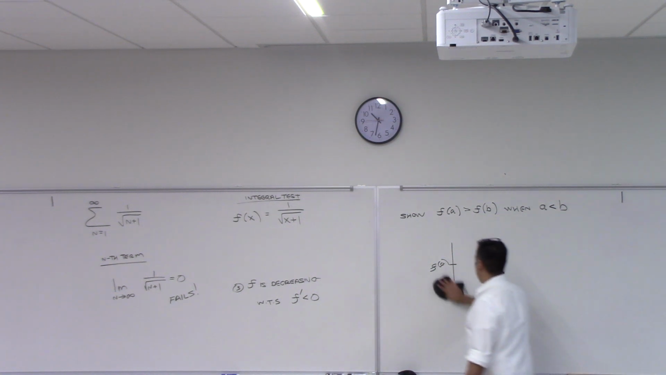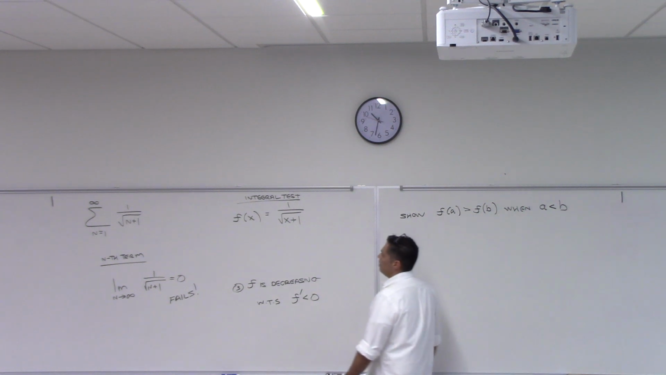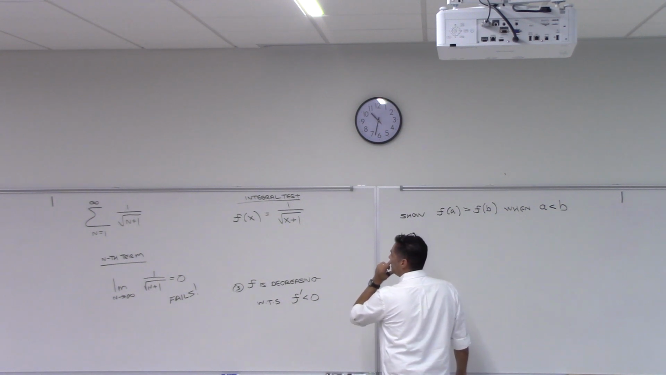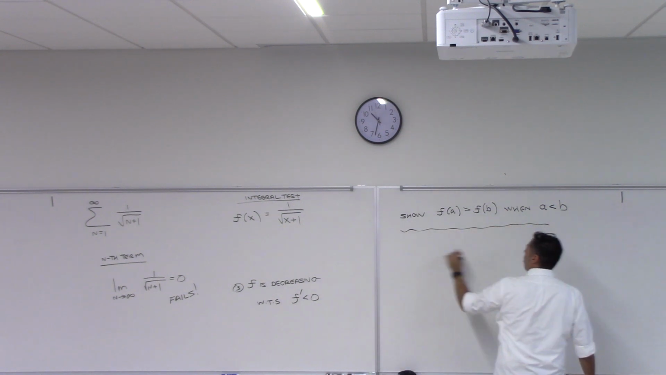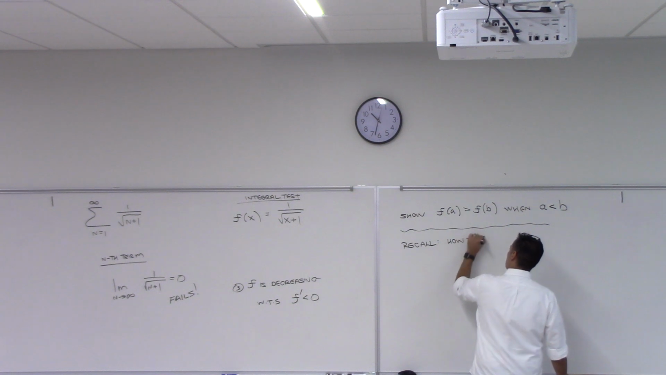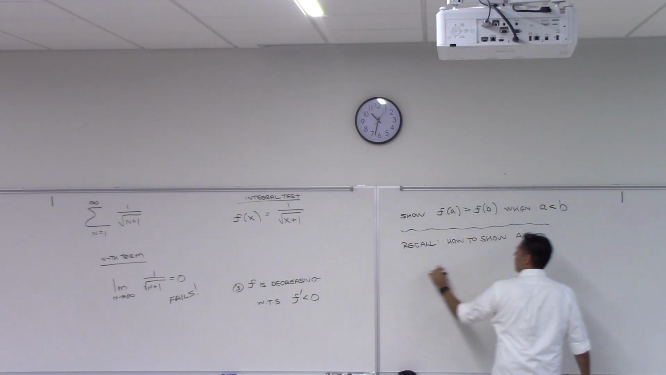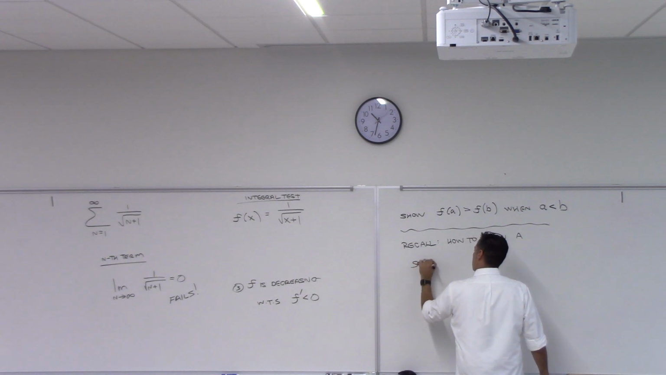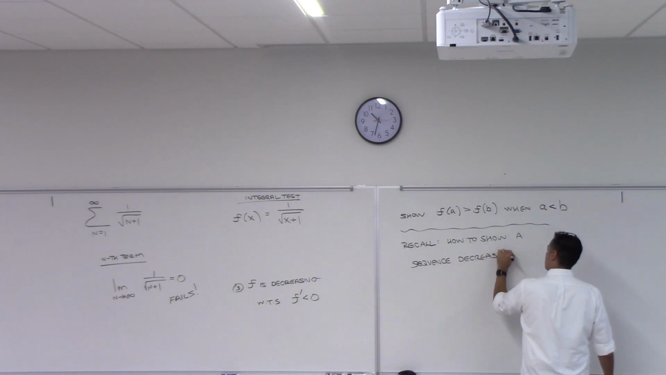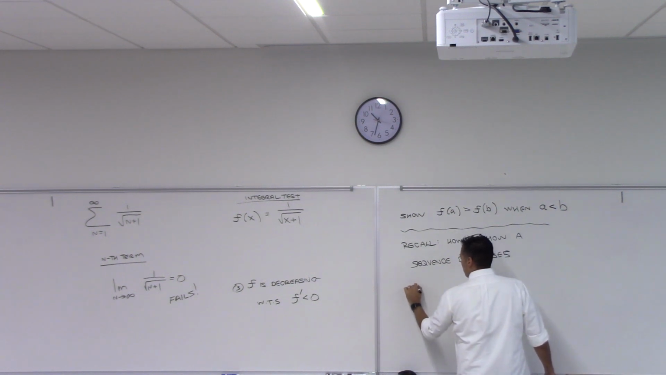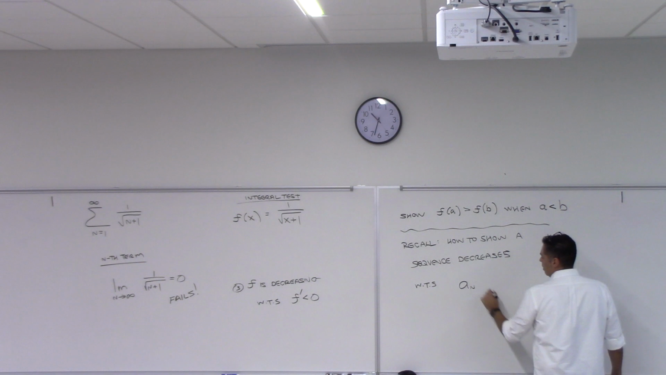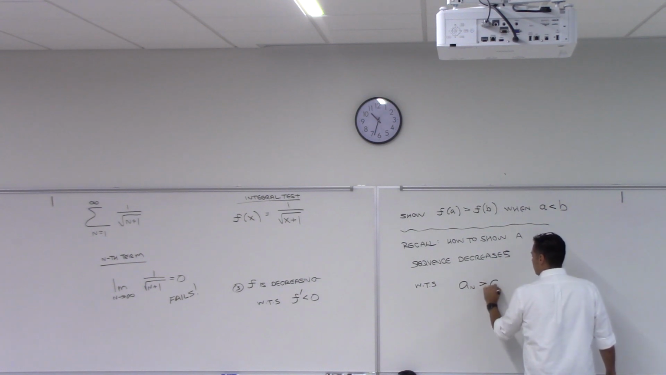Okay, so how am I going to do this? What I'm going to do is go back and recall how to show a sequence decreases. And for this to happen, I want to show that a sub n is bigger than a sub n plus 1.